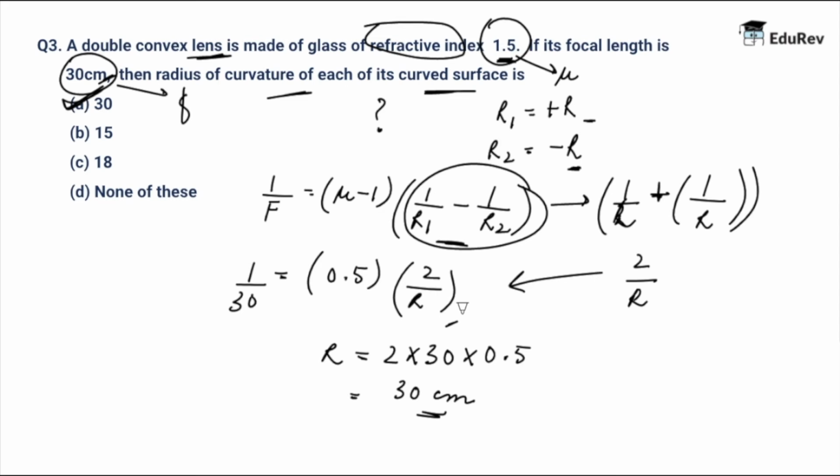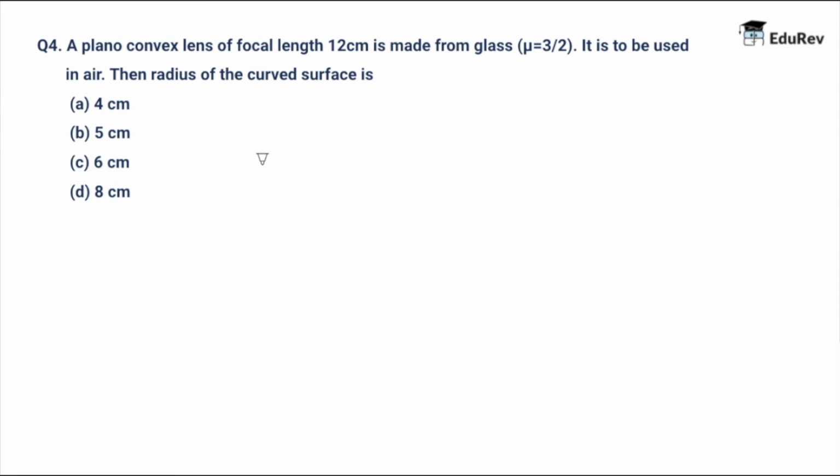So let's move on to question number 4. Question number 4 states that a plano-convex lens of focal length 12 centimeters is made from a glass, and mu of glass is nothing but 3 by 2. It is to be used in air. Then the radius of the curved surface is going to be what? We need to find the radius of the curved surface.